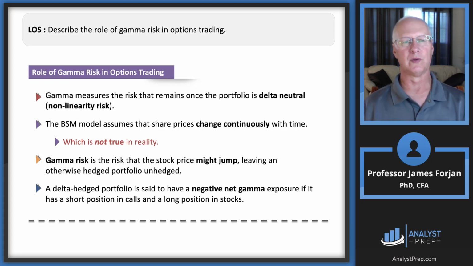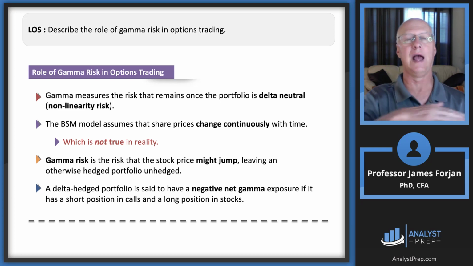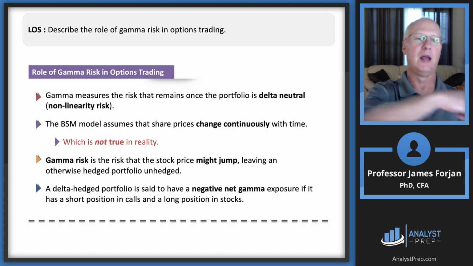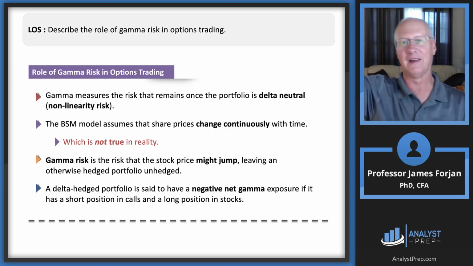Now, here's a really important slide here. I'm going to read that first arrow point to you. Gamma is the measure of the risk that remains once the portfolio is delta neutral, and this is a nonlinear risk. Now, remember that the reason that this arises is because although the Black-Scholes-Merton pricing model assumes that the share prices change continuously over time, this is probably not reflective of reality. And so essentially what happens is, think of 2020 and 2021 GameStop stock price. It was way down here, and then the short positions, and then it went way up here, and then it went way down, and then way up, and way up.